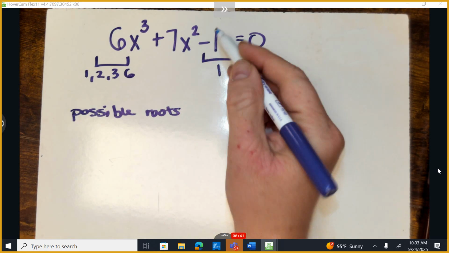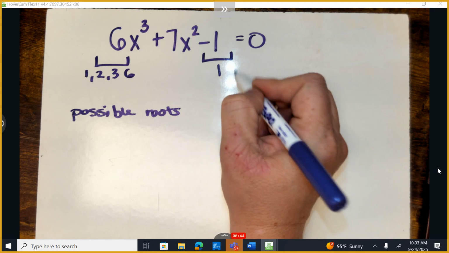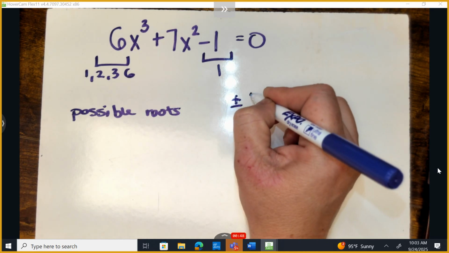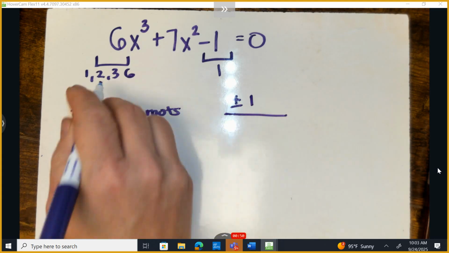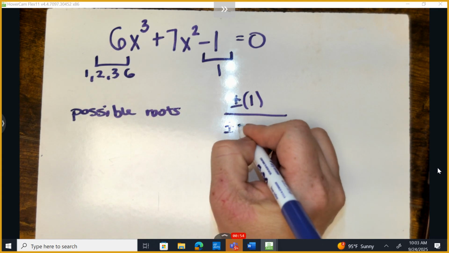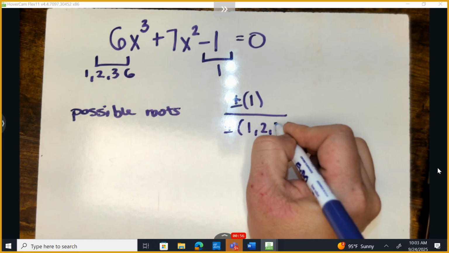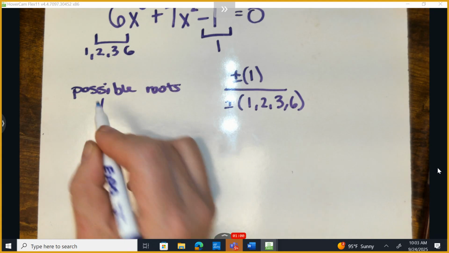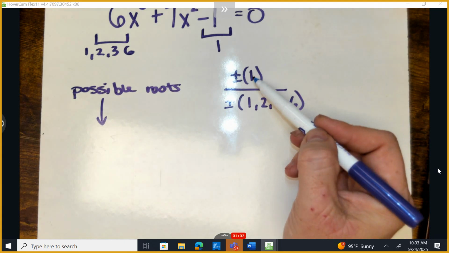We first start in the numerator by always listing the possibilities of the factors of the constant, so plus and minus 1. In the denominator, it's always going to be the factors of the leading coefficient: 1, 2, 3, and 6. Okay, now I'm going to list these possibilities. So numerator divided by denominator.